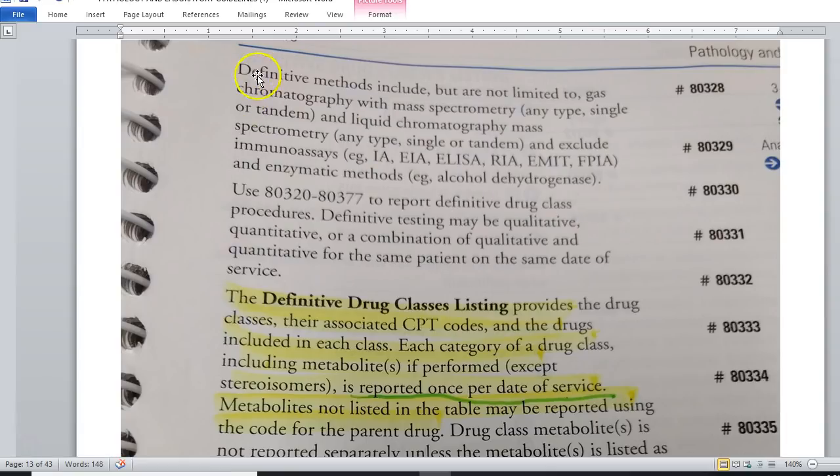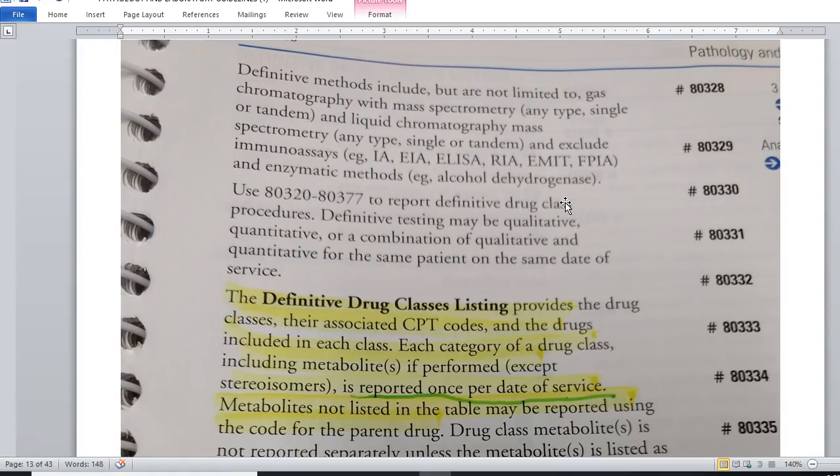Now, they go on to remind us that definitive methods include, but are not limited to, gas chromatography with mass spectrometry and liquid chromatography with mass spectrometry, and they exclude the immunoassays and the enzymatic methods. So again, we tend to use the immunoassays and enzymatic methods in the presumptive drug screening. We tend to use the spectrometry and chromatography in the definitive, just different ways of looking at the sample.